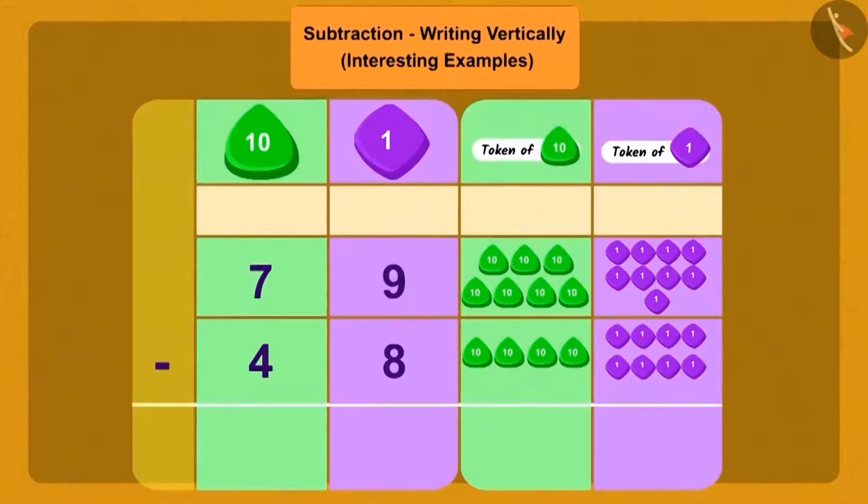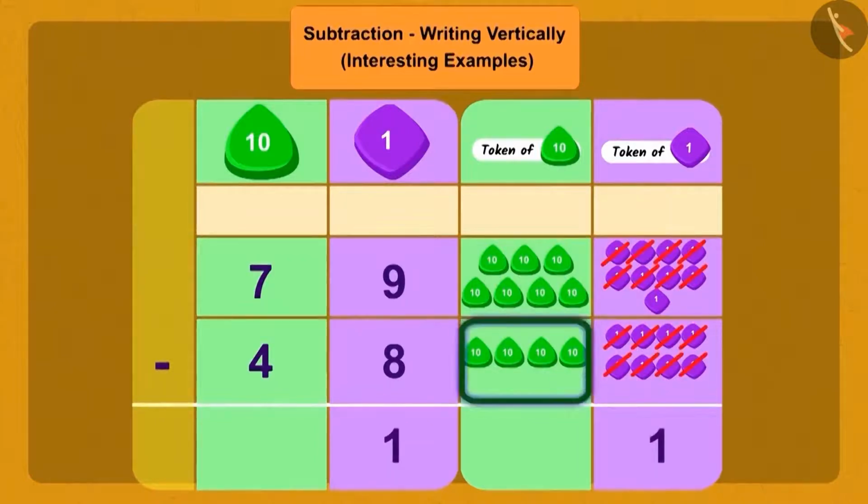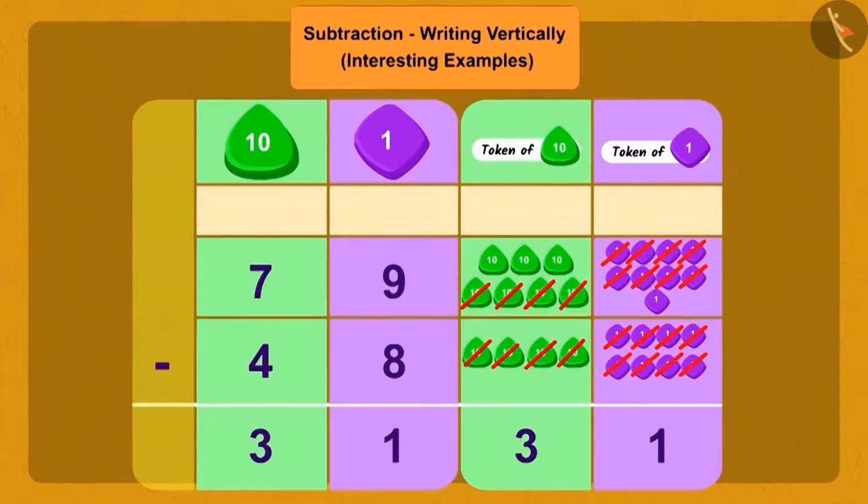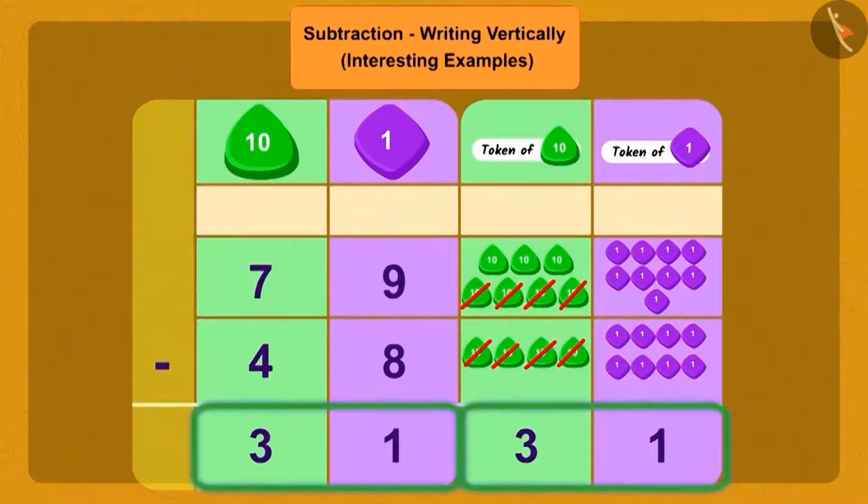Yes, to know the number of pearls left, the bird must subtract 48 pearls out of 79 pearls. Now, if we remove 8 ones from 9 ones, then how many ones are left? 1 one. Now, if we subtract 4 tens from 7 tens, then 3 tens are left. So how many pearls are left with the bird now? Yes, now 31 pearls are left with the bird. Well done, children. Both the bird and you have answered it correctly.